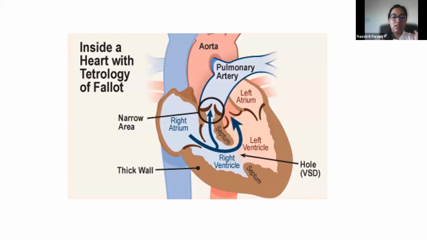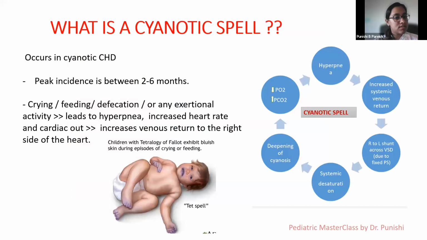This is again a diagrammatic representation of what a TOF heart looks like. So just to go over it again quickly, you have four components. You have pulmonary stenosis, you have right ventricular hypertrophy, you have a large VSD, and you have overriding of the aorta. So what is a cyanotic spell? A cyanotic spell occurs in cyanotic CHD with a peak incidence between about 2 to 6 months of age. Now, why do you get this cyanotic spell?